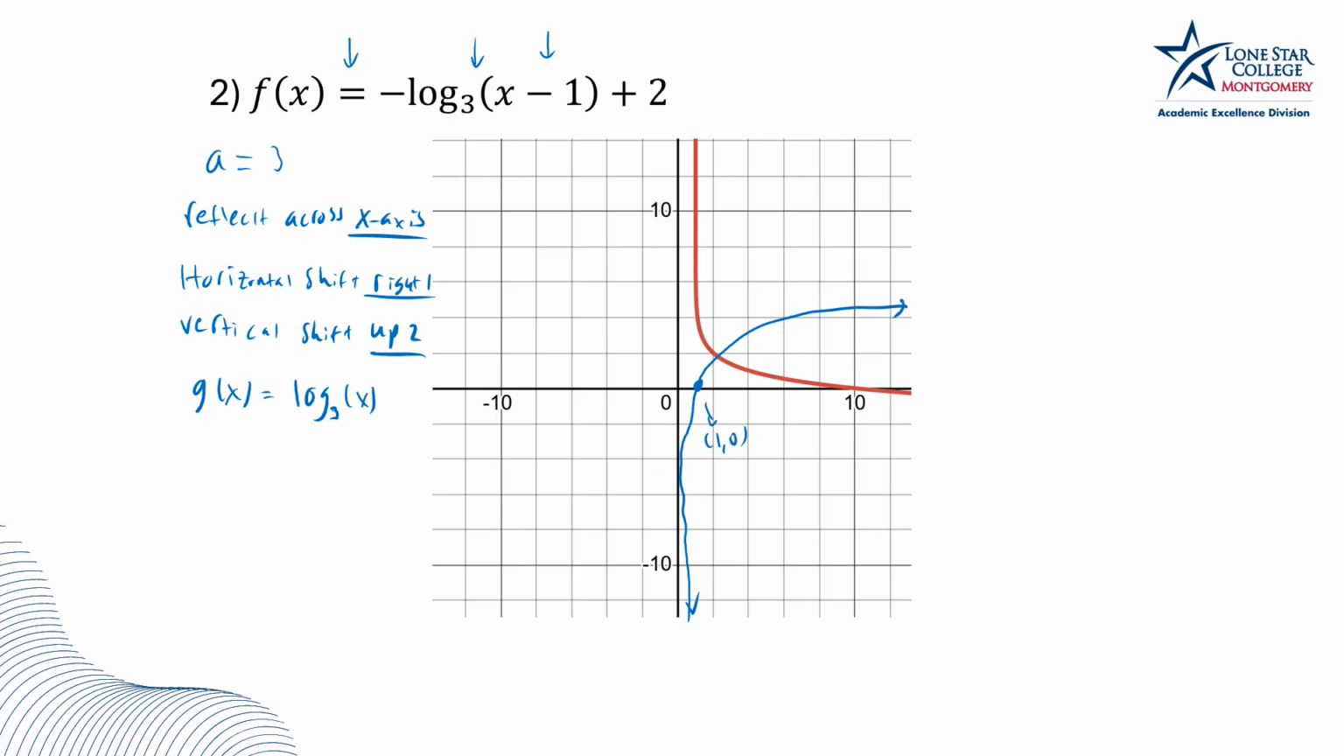So comparing that blue line, which is our g of x, log base 3 of x, to the red line, which is the actual f of x function, we see that it's being flipped across the x-axis, shifted right 1, and moved up 2 units. And that will be the graph of f of x.